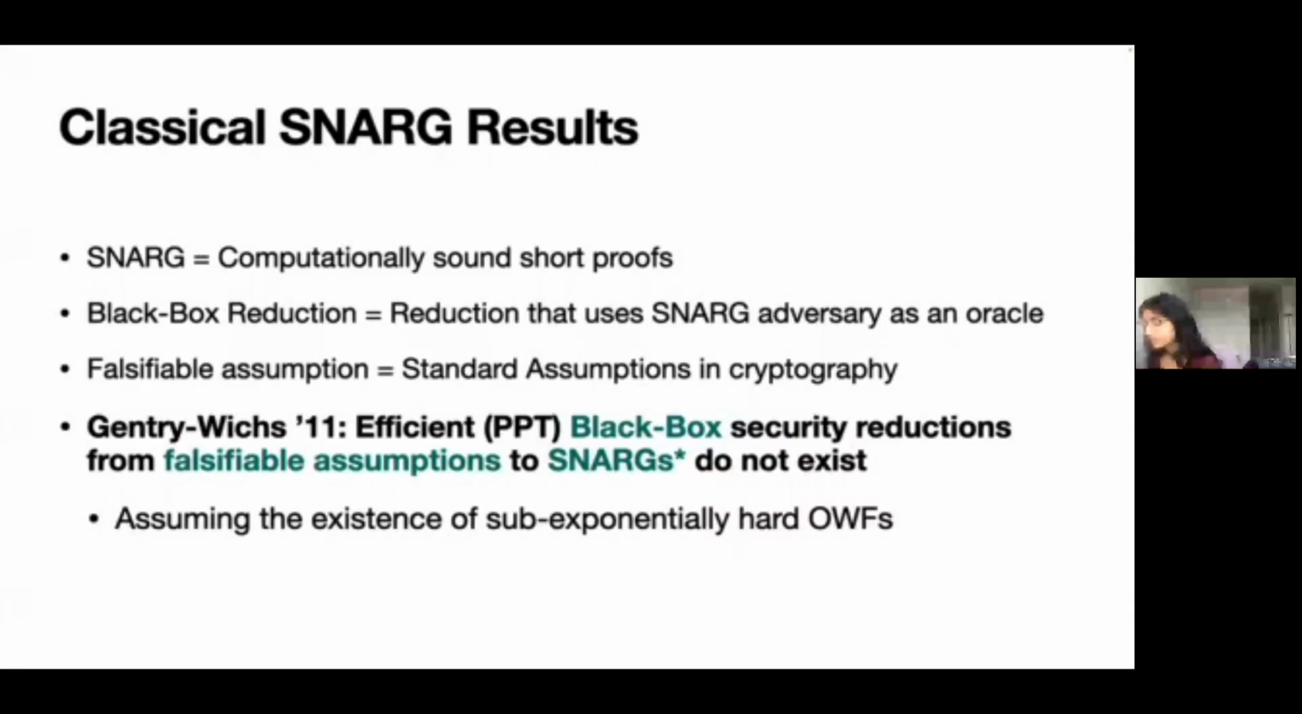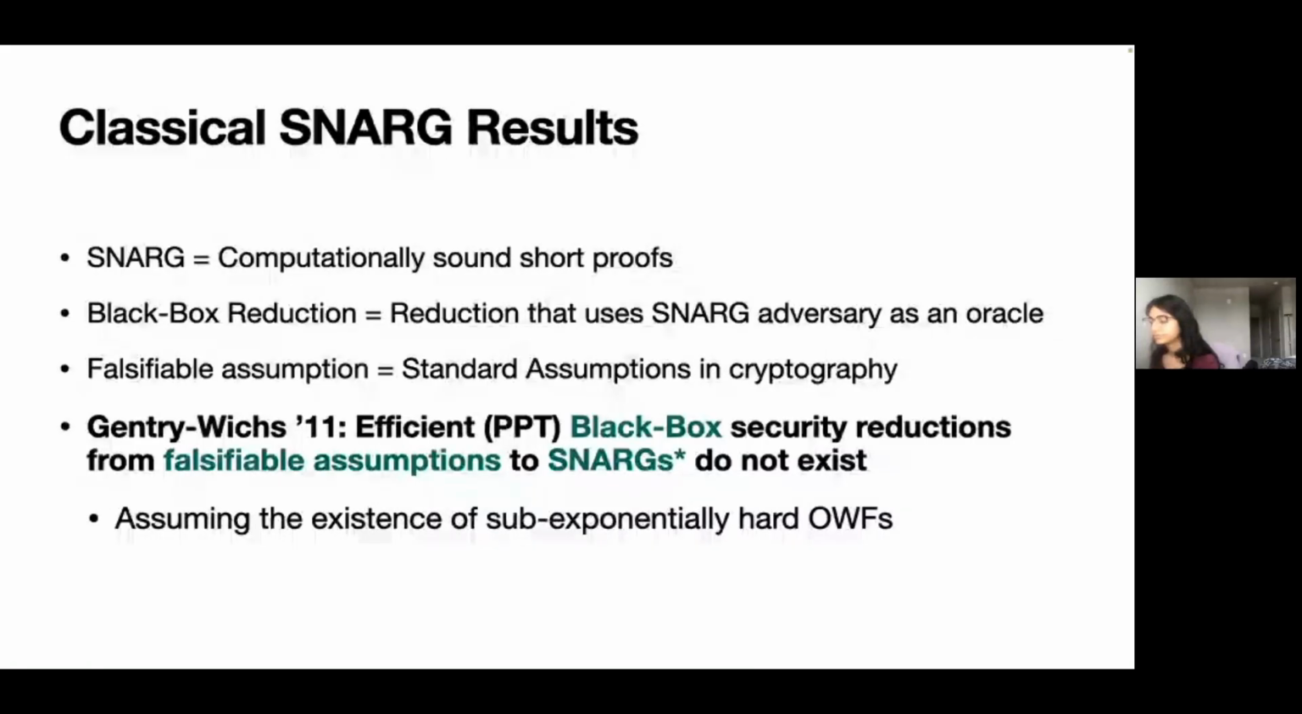Yeah, for example, you couldn't base SNARGs on the hardness of zero knowledge or something like that. Because when you try to prove zero knowledge of something, you have to construct a simulator. So that's an example of something that's not a falsifiable assumption. You can't assume SNARGs are hard assuming the zero knowledge property of something.